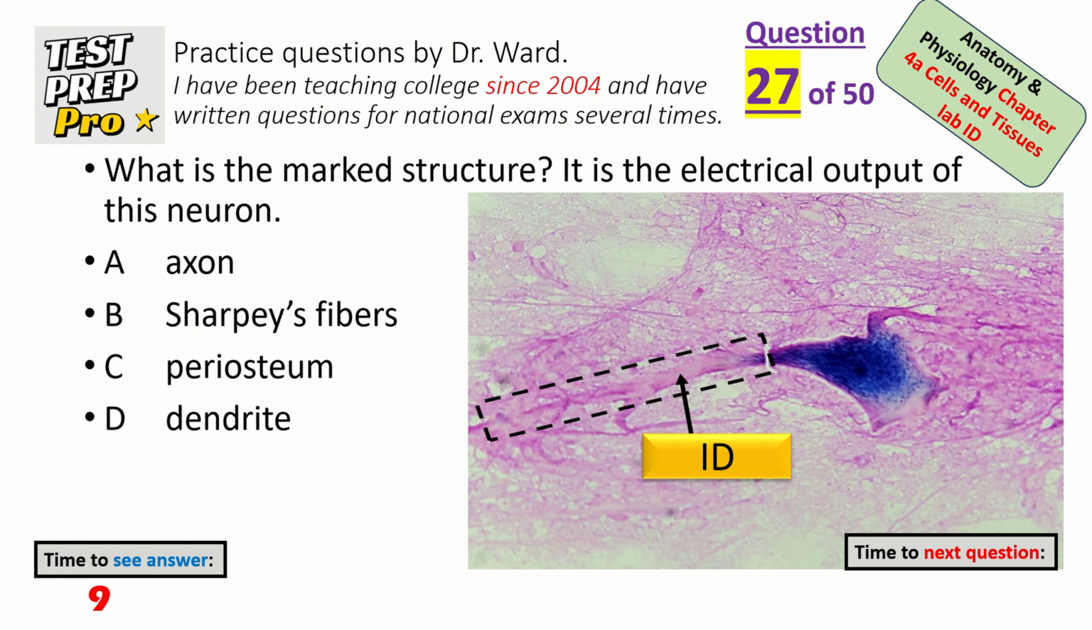What is the marked structure? It is the electrical output of this neuron. It has action potentials that travel down it, and then it pops out a neurotransmitter out the end. It's an axon.